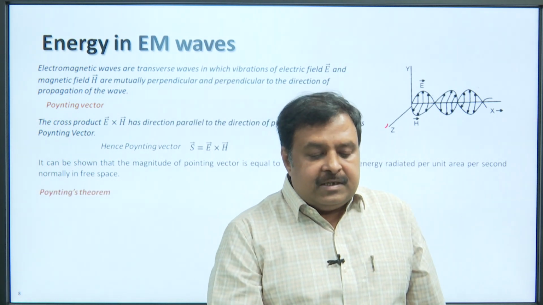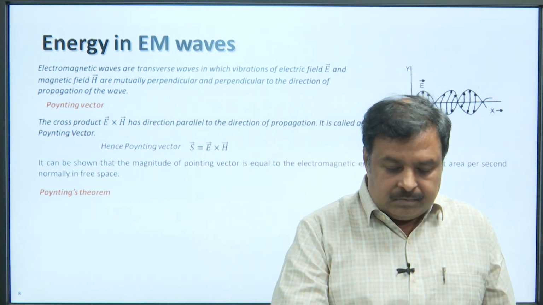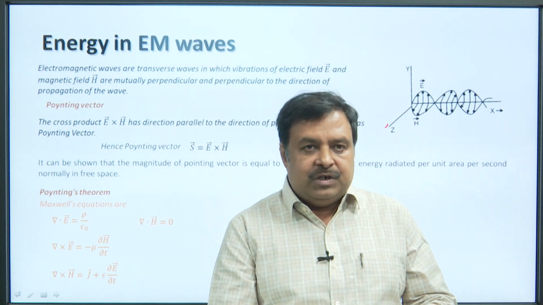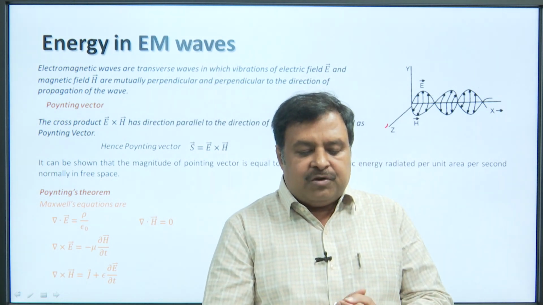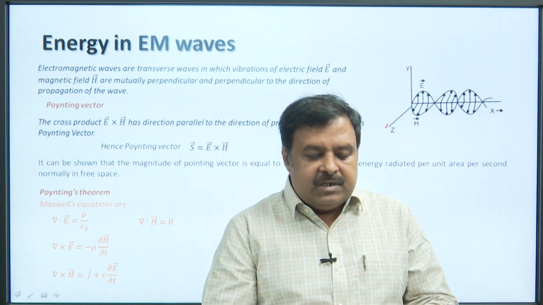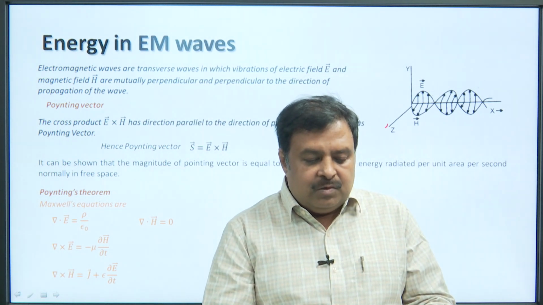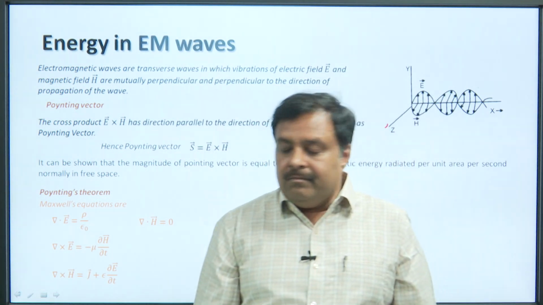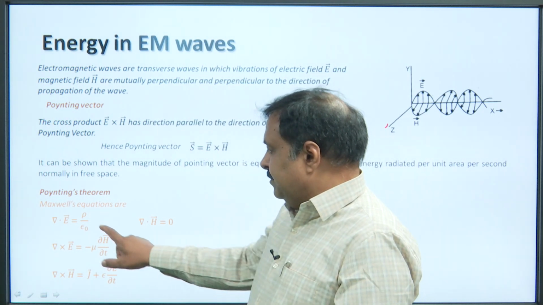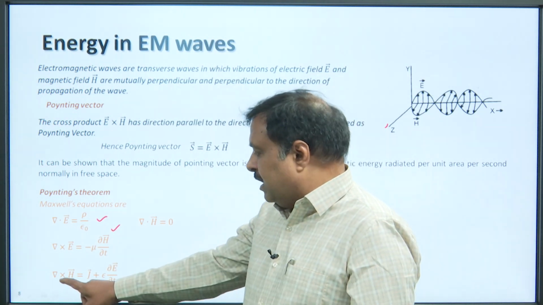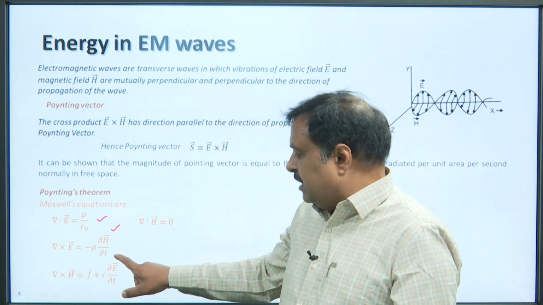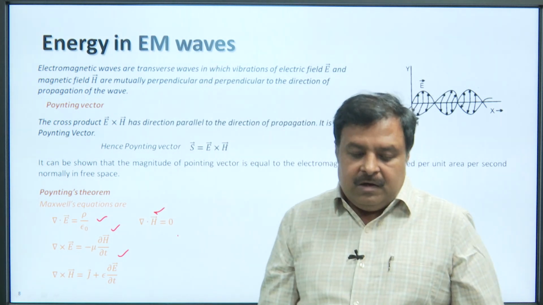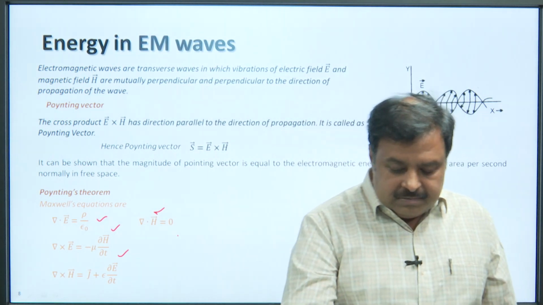So, let us discuss Poynting's theorem. For this, let us collect Maxwell's equations. Maxwell's equations of electromagnetism are divergence E equal to rho by epsilon 0, curl E equal to minus mu delta H by delta t, and curl H equal to J plus epsilon delta E by delta t, and divergence H equal to 0. These 4 equations are Maxwell's equations of electromagnetism.